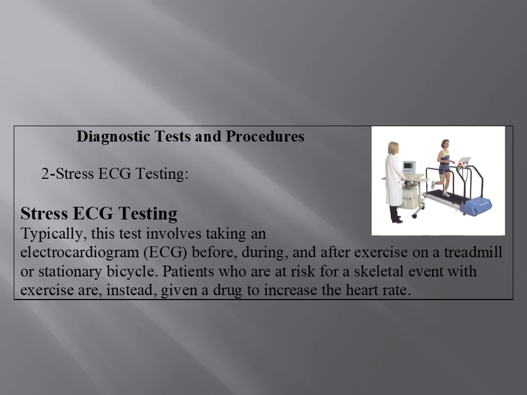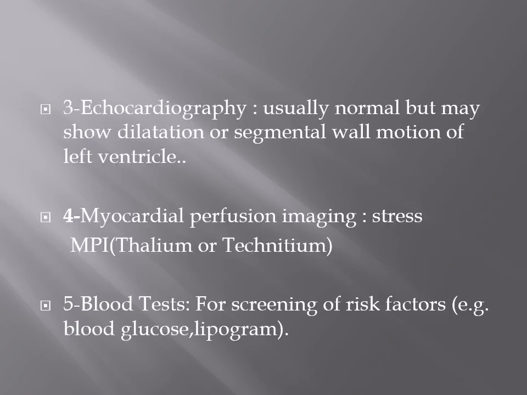Patients who are at risk for a skeletal event should be referred for other tests. Number 3, after ECG and stress ECG, echocardiography. It may be resting echocardiography, which is usually normal, may show dilatation or segmental wall motion abnormalities of the left ventricle, or it may be used to do stress echocardiography.